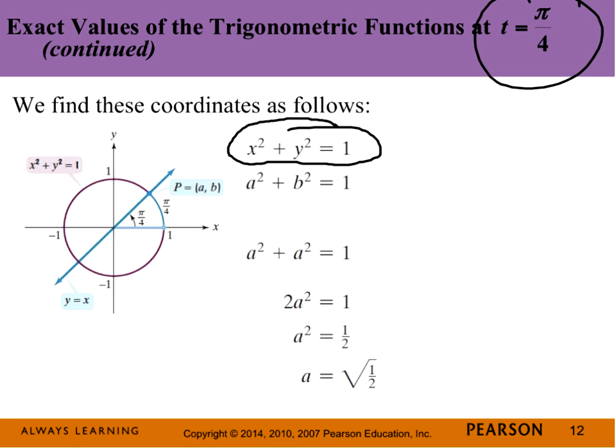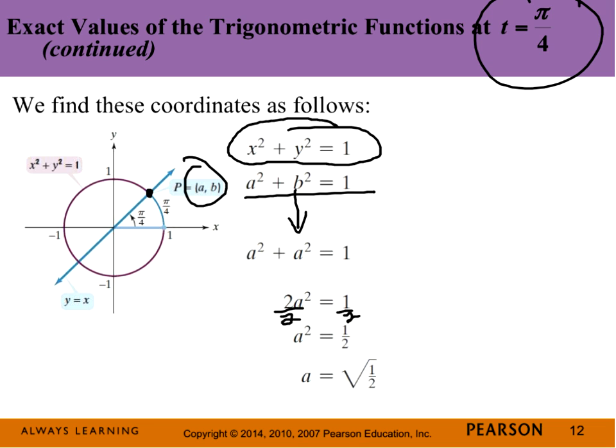We have the equation for the circle, x² + y² is 1. In this one, we have A, B, so A² + B² is 1. Well, A equals B in this case, so A² + A² is 1. I'm just substituting A² for B² there, so 2A² is 1. Divide both sides by 2. A² is 1/2. A is the square root of 1/2.